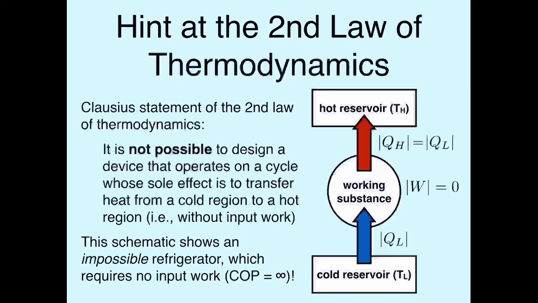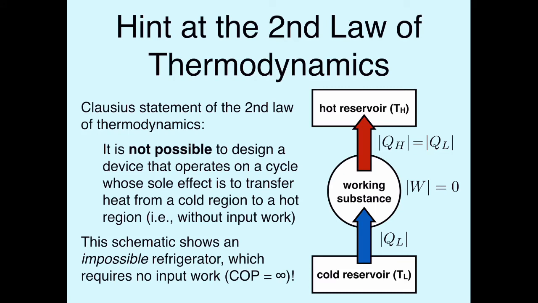So again, we're not quite ready to state the second law of thermodynamics and see it in general. But again, we're seeing somewhat of a hint as to what the second law of thermodynamics says. So this is called the Clausius statement of the second law of thermodynamics. This was developed by someone named Rudolf Clausius. And the statement is, it is not possible to design a device that operates on a cycle whose sole effect is to transfer heat from a cold region to a hot region.